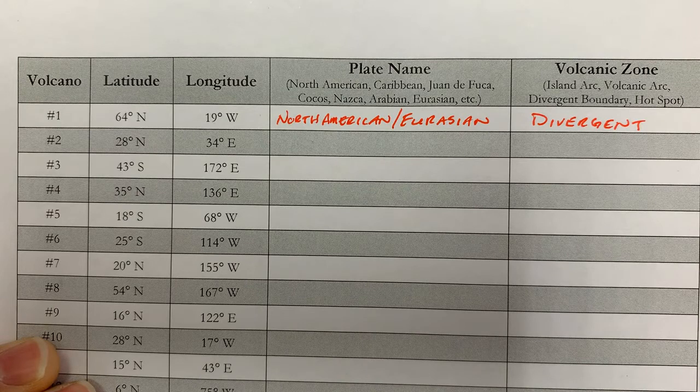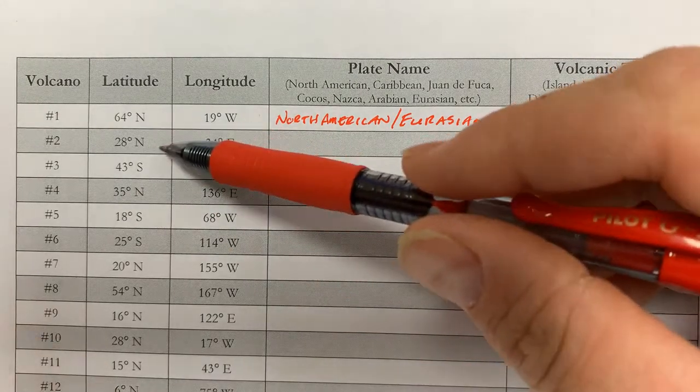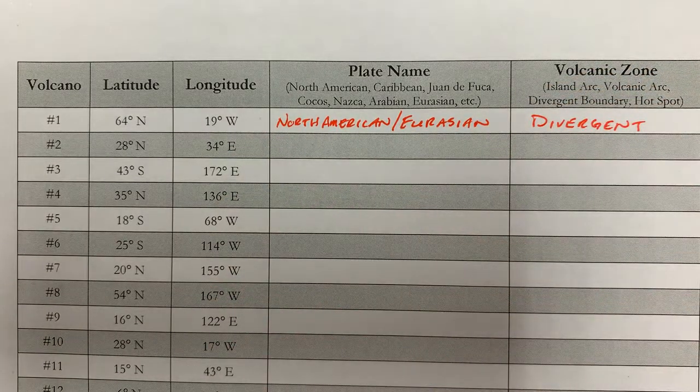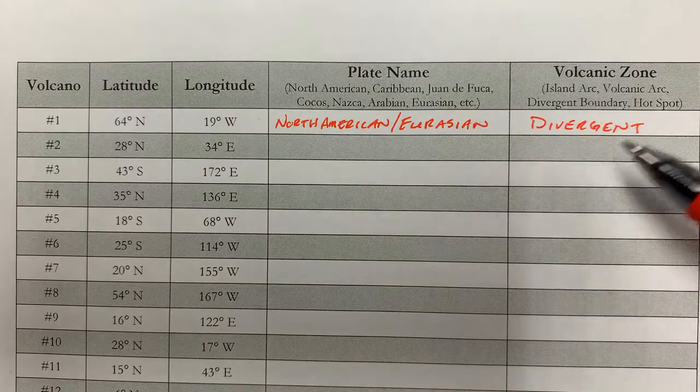So that's how you do this section in this lab. Go ahead and go through and plot all these volcanoes by their latitude and longitude. Then, using the book, identify the plate names and the volcanic zone.